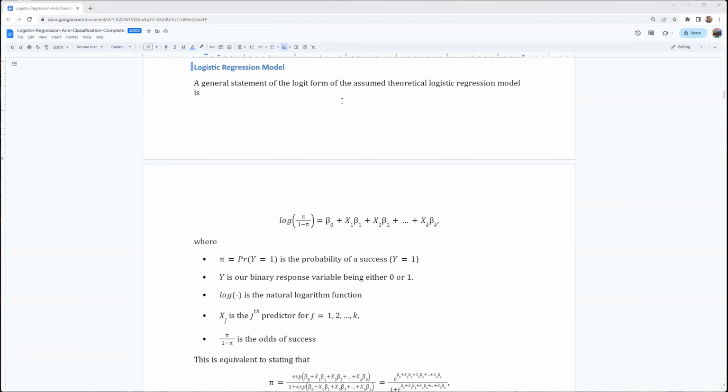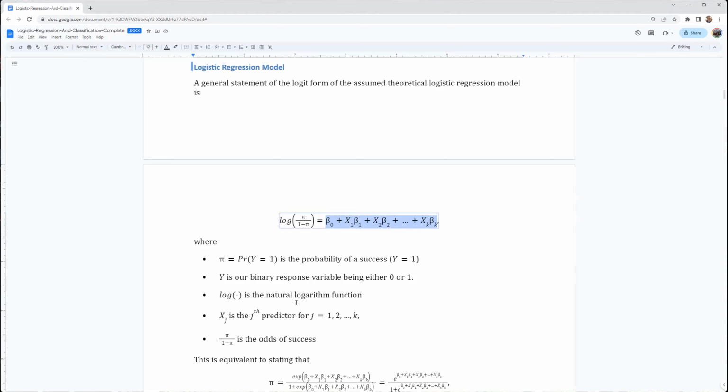In this case, the right-hand side of the equation looks familiar. It's the same as in multiple linear regression. We have a linear combination of the predictor variables. Now, instead of just y on the left-hand side, we have the log of pi over 1 minus pi, where pi is the probability that y equals 1. In other words, the probability or likelihood of a success, where y is our binary response variable, with 1 indicating a success, 0 being a failure.